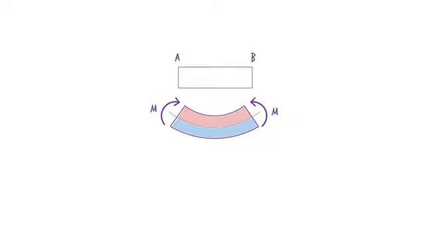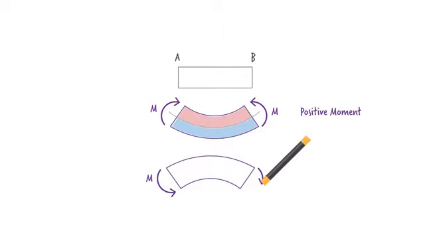This pair is referred to as a positive bending moment, since they are associated with compression along the top fiber and tension along the bottom fiber in the segment. A negative pair of bending moments acts in reverse. It causes tension along the top and compression along the bottom fiber of the segment.